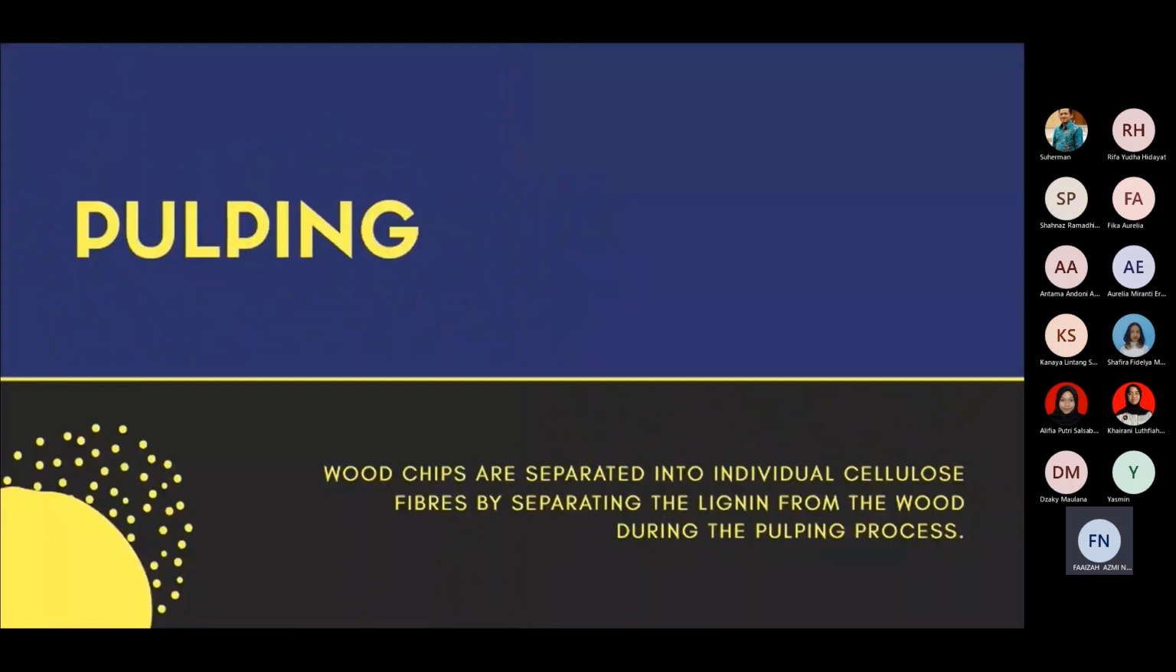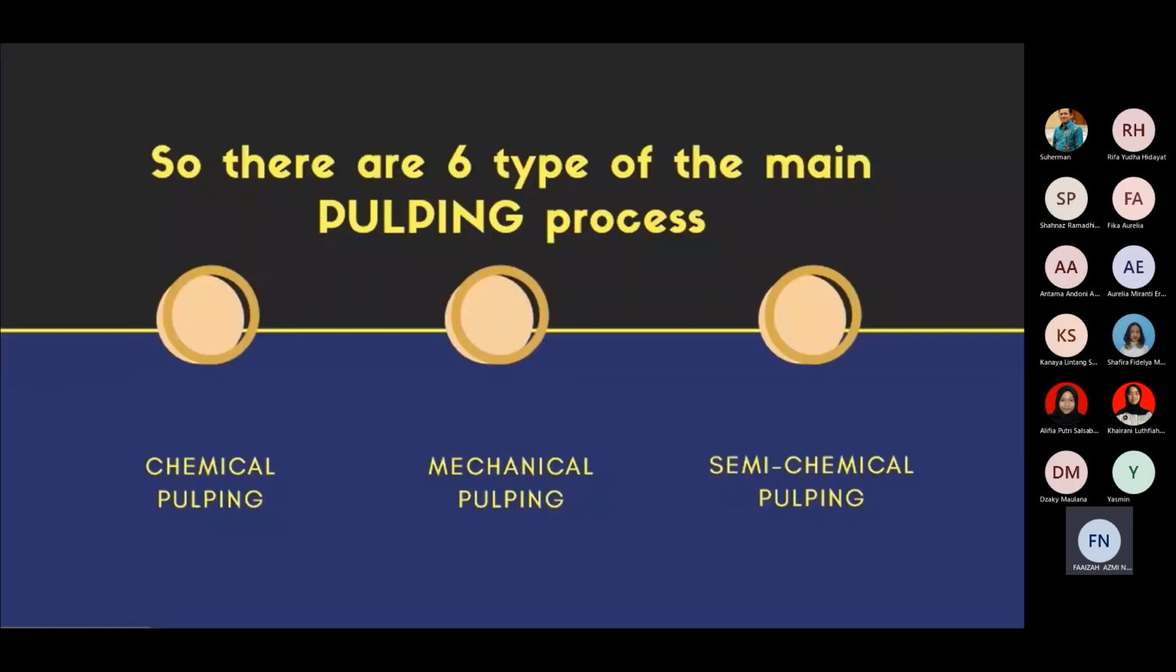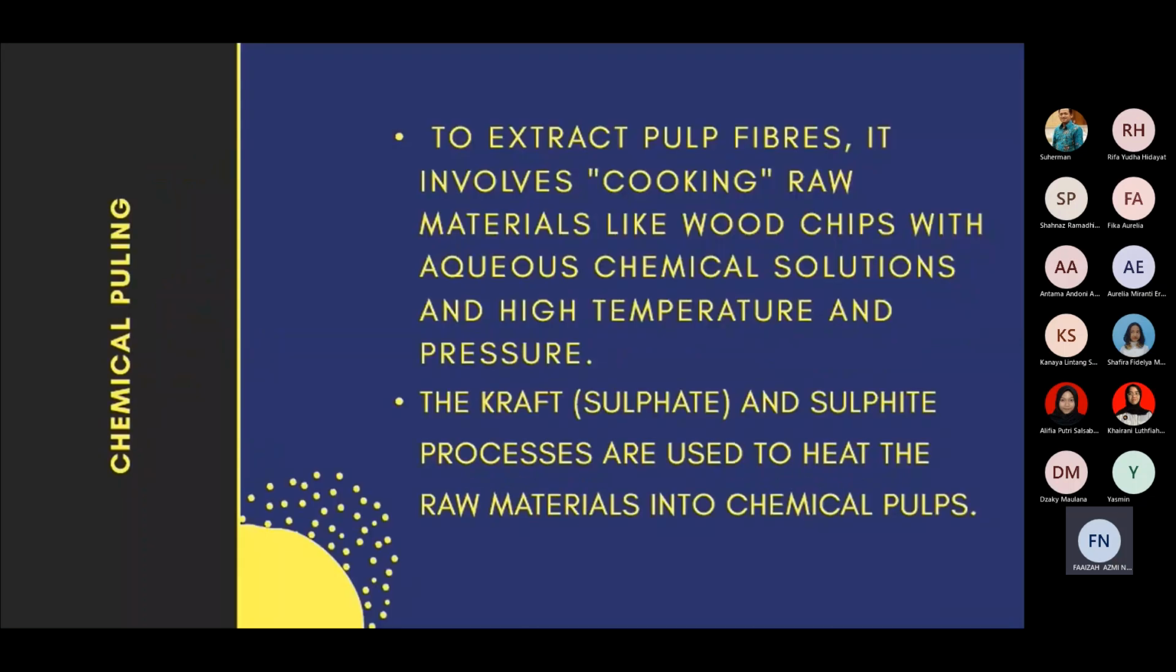Then, our next step is pulping. Wood chips are separated into individual cellulose fibers by separating the lignin from the wood during the pulping process. There are six types of main pulping process. The first are chemical pulping, mechanical pulping, and semi-chemical pulping. Chemical pulping is used to extract pulp fibers. It involves cooking raw materials like wood chips with aqueous chemical solutions at high temperature and pressure.